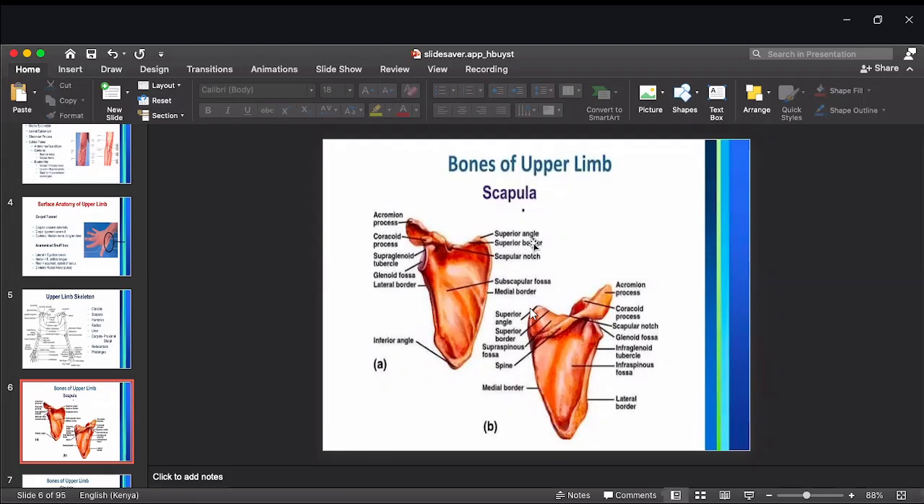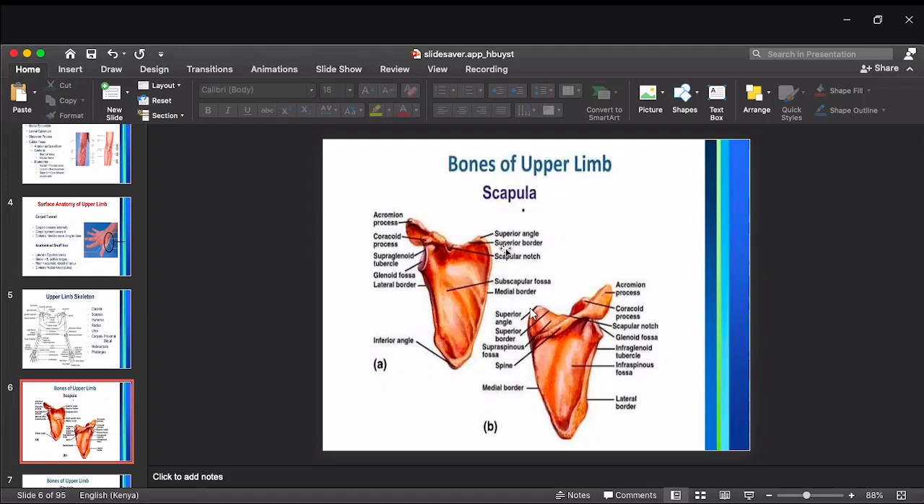That is the anterior view. Now there's the posterior view, which is part B. You can see the posterior view has the spine of the scapula, dividing the two fossae known as the supraspinous fossa and the infraspinous fossa, which form the attachments of the supraspinatus and infraspinatus muscles.